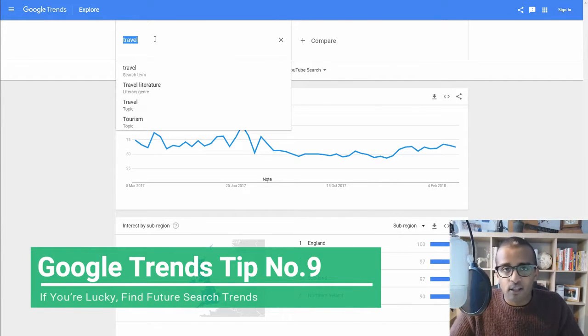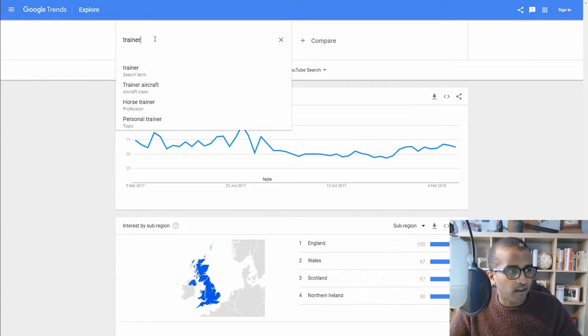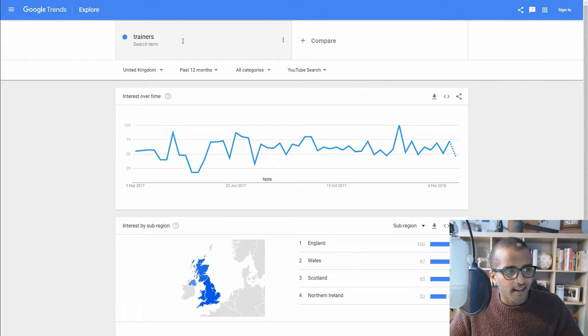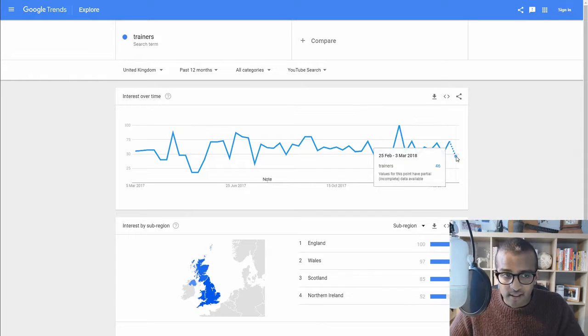If you're lucky, you might be able to find a future search trend, a prediction of sorts. And it's not very easy to find, but you never know what you will find. So maybe, for example, I'm going to try it with trainers. And as you can see, it is predicted that the search will go down in the week of 25th to the 3rd of March. They haven't got that data yet, but this is what they're looking at, which is quite interesting.